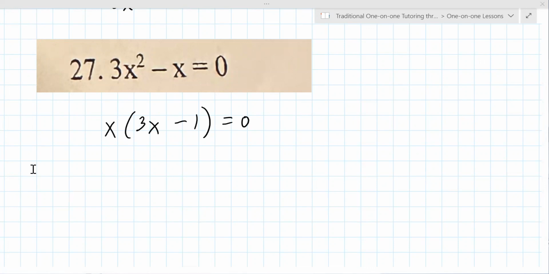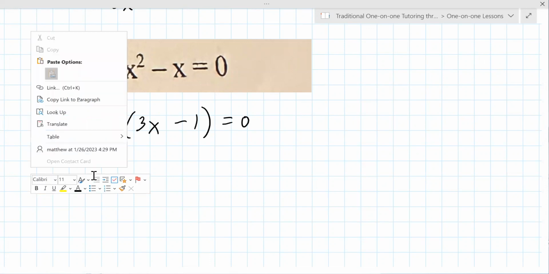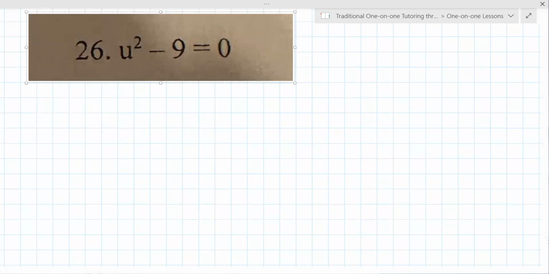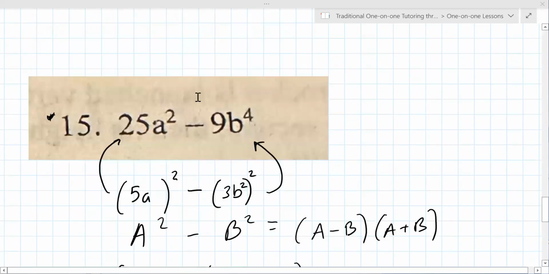Problem like 26. What would you do to solve this? Would that be just one answer? Set u squared minus 9 equal to 0. So you kind of already answered this up here. What did you do? Why was this a difference of squares?